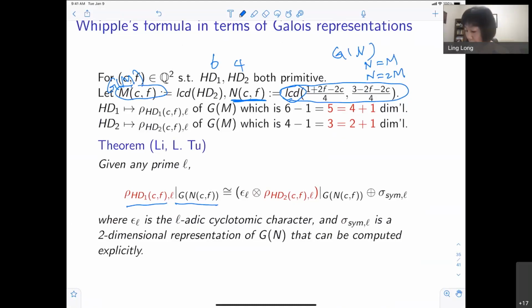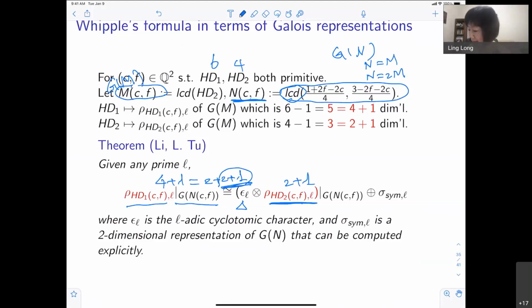What you will see will be your representation, which is 4 plus 1, decomposed further into 2 plus 2 plus 1. And one piece of them is the same as the one coming from the representation on the right-hand side, which is 2 plus 1. But you need a Tate twist. After the Tate twist, so this stands for the cyclotomic character, corresponding to the l-adic field, it will be exactly one piece out of the big representation on the left-hand side.